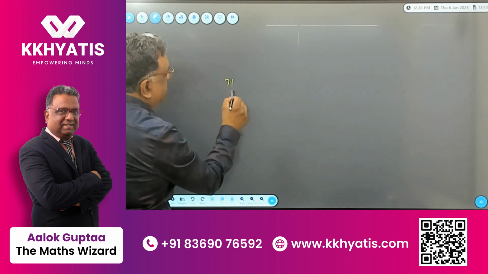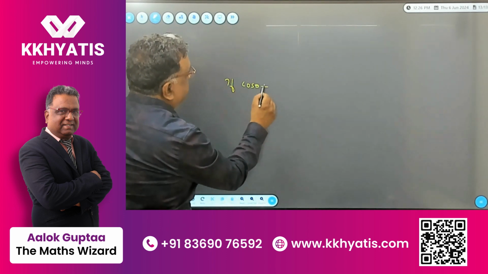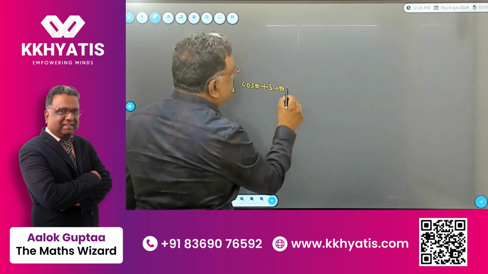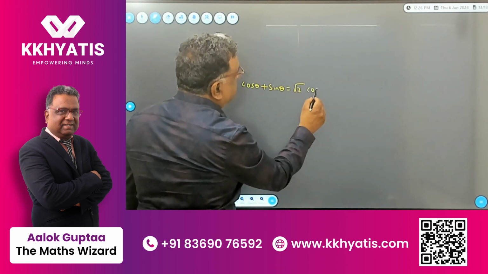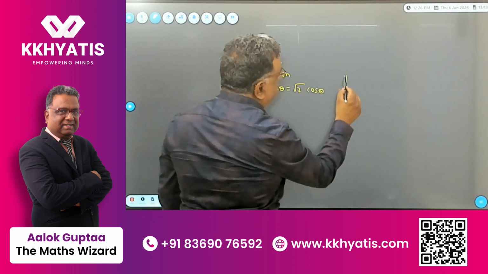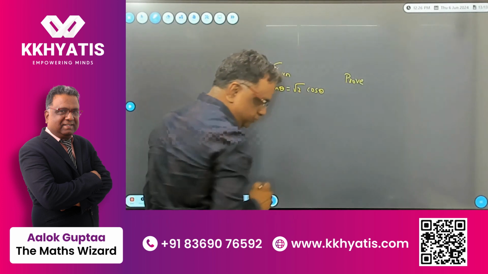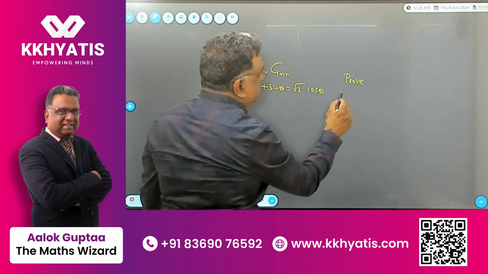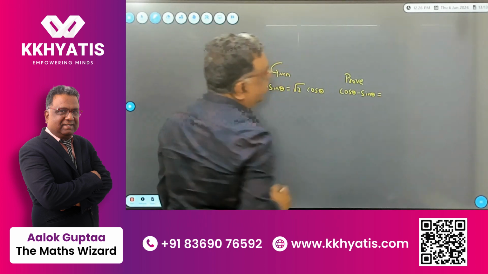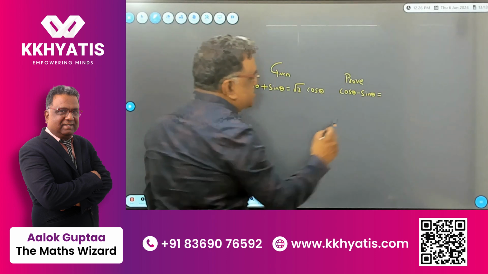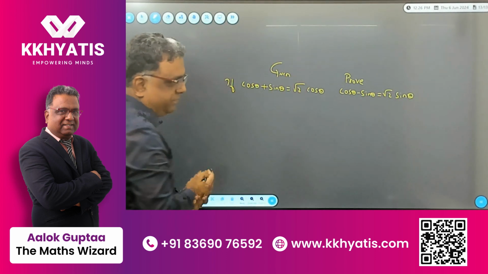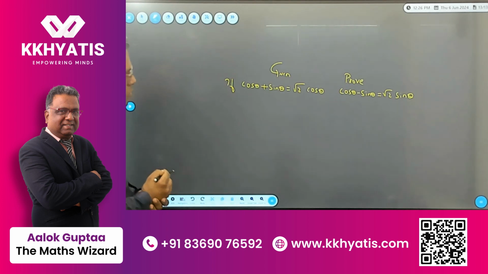So if cos theta plus sine theta is given as root 2 cos theta, this is given to you. You have to prove cos theta minus sine theta is equal to root 2 sine theta. So this is what you have to prove. So how do we do it?